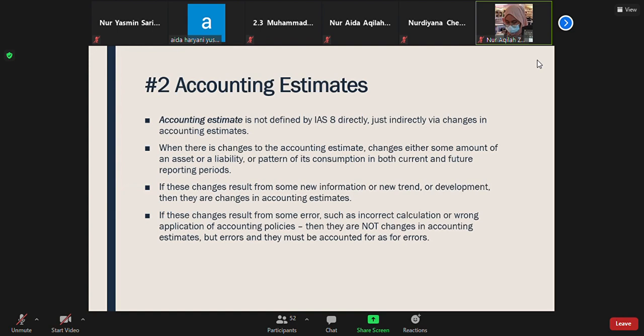No, madam. Okay. On accounting estimate, it is not defined by IAS 8 directly, but just indirectly via changes in accounting estimates.